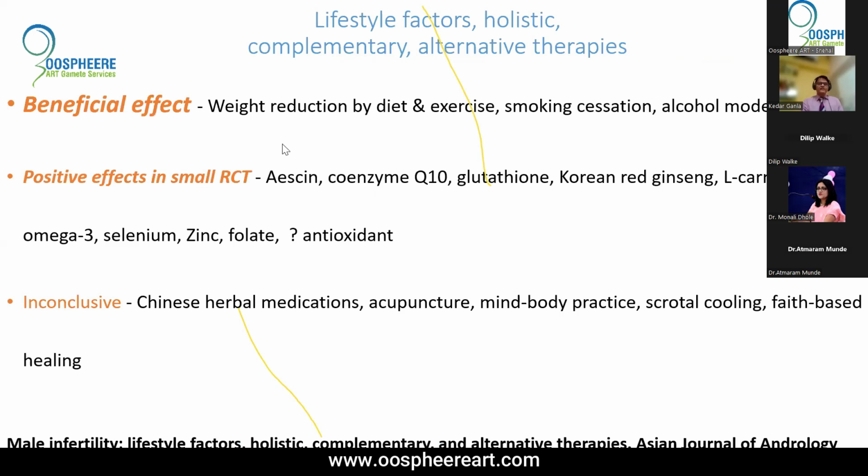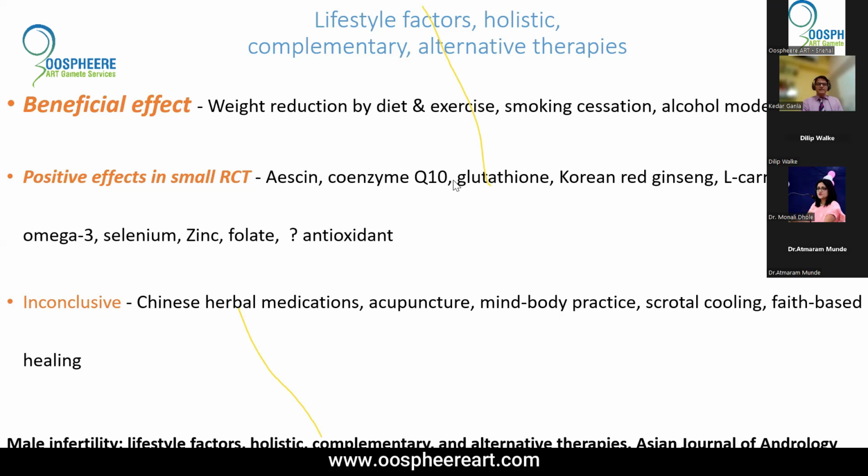Now, as far as lifestyle is concerned, most beneficial are weight loss and exercise. You have to stop smoking. If the patient is smoking, then your outcome is going to be bad, and alcohol in moderation. I saw this weight reduction program work excellently during COVID time, where patients had no choice of ART treatment and lost about 15, 20, 30 kgs during 1 or 2 years, and the count I saw rising from 6 million to 24 million, and spontaneous conception was seen.